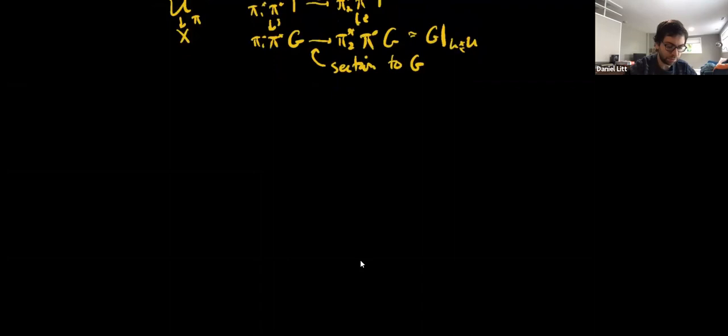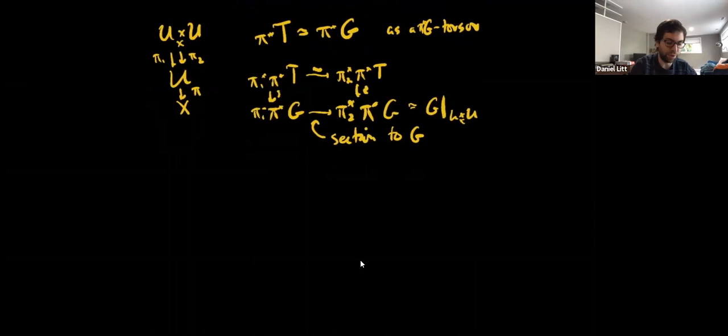So in other words, if you have on double intersections a section of GLN which satisfies the cocycle condition, that's descent data for a vector bundle.